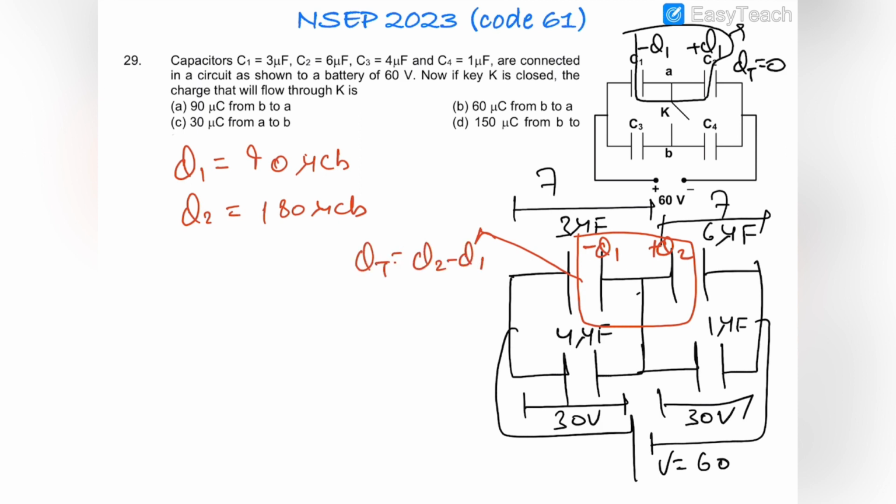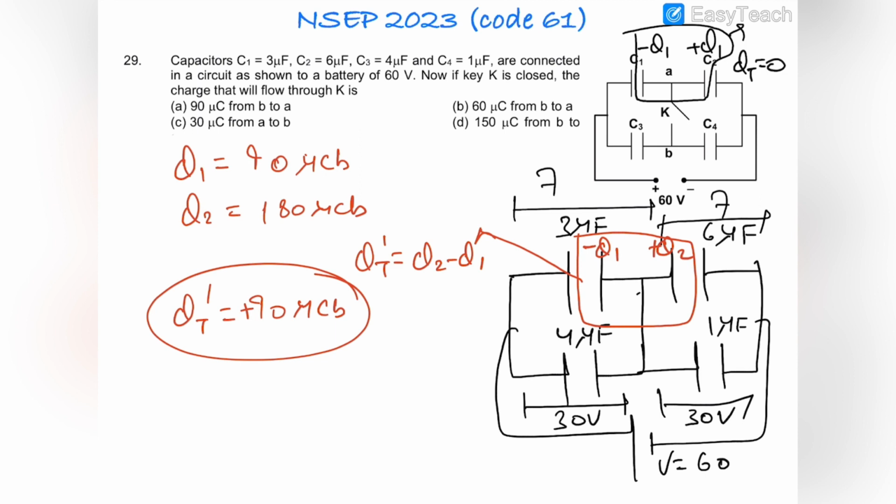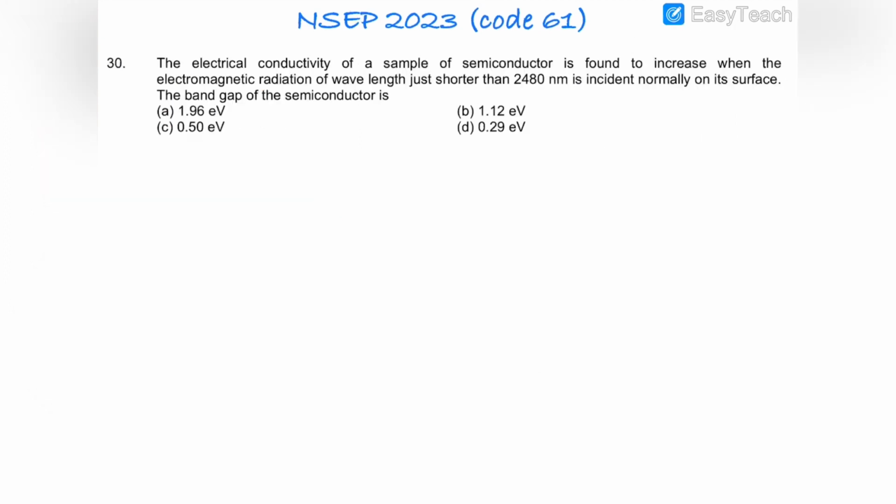And now if we see the Q total of this system, then it would be Q2 minus Q1. So Q total new will be Q2 minus Q1, which is 90. Therefore we can say that there is a positive charge of 90 coulomb on this system, which was initially 0. So obviously charge has flown from B to A, and the amount of charge flown is 90 coulombs. So the correct answer is A. Now we move on to the next question.